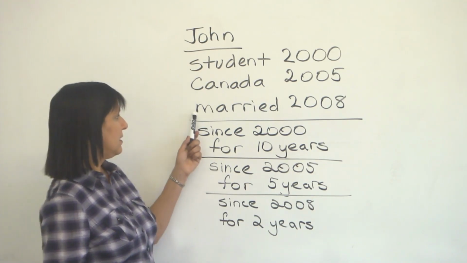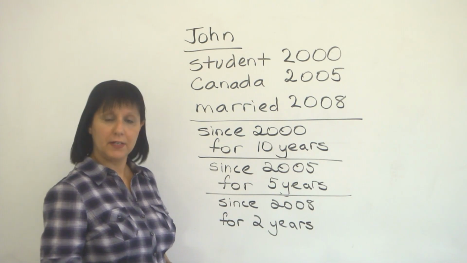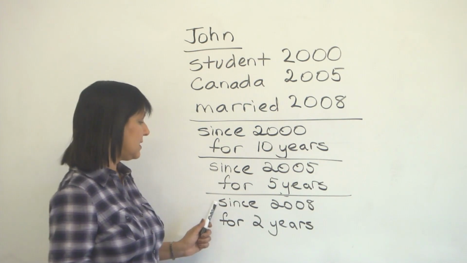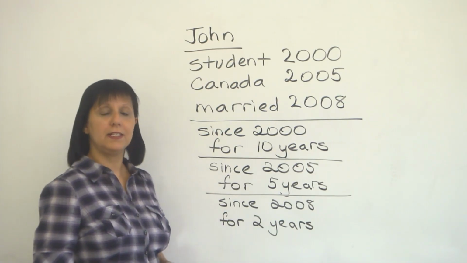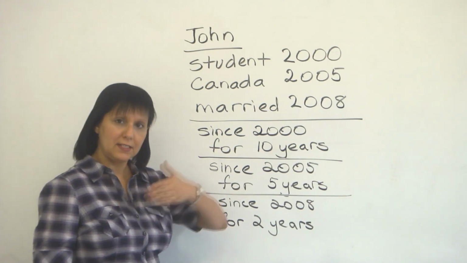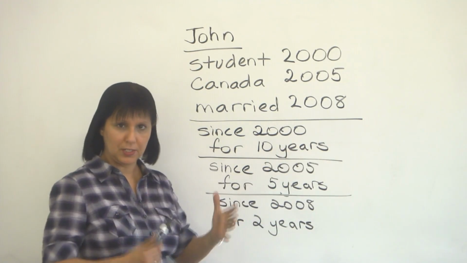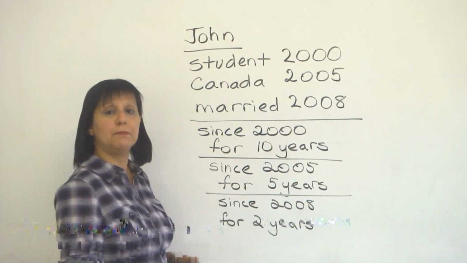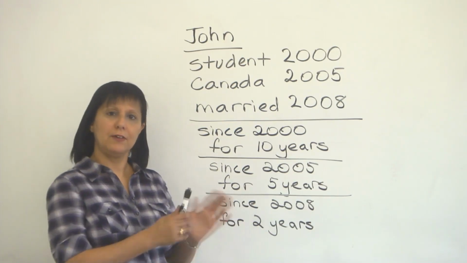Okay? When he got married, John has been married, right? John has been married since 2008. That means he got married in 2008 and he has been married ever since that time till now and including now. Or we could also say John has been married for 2 years. Okay? You see how to do that?